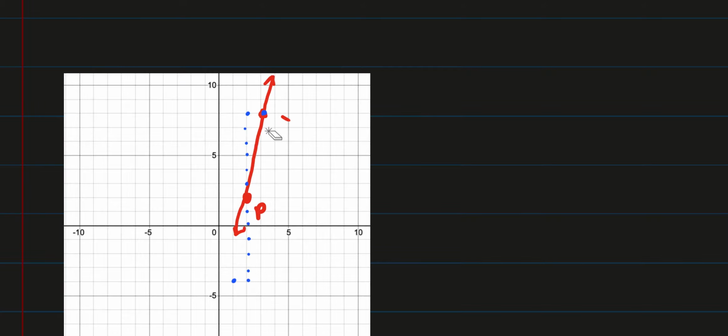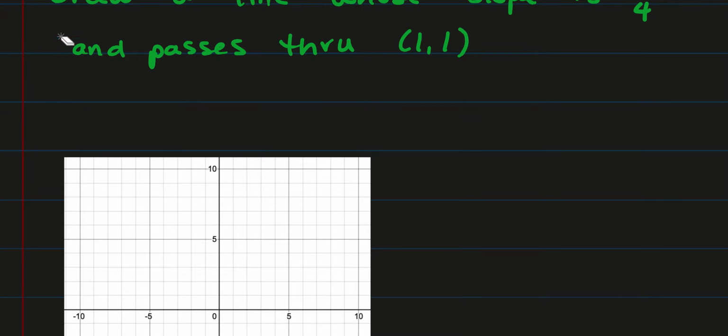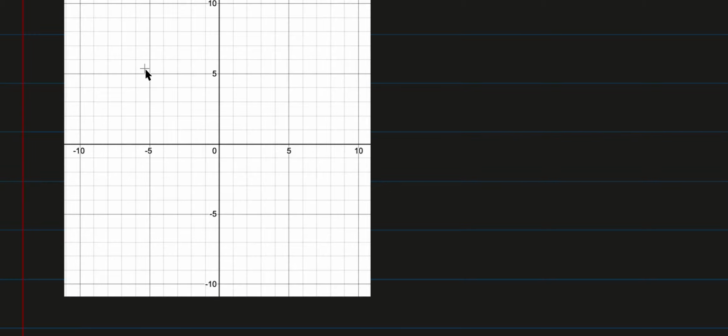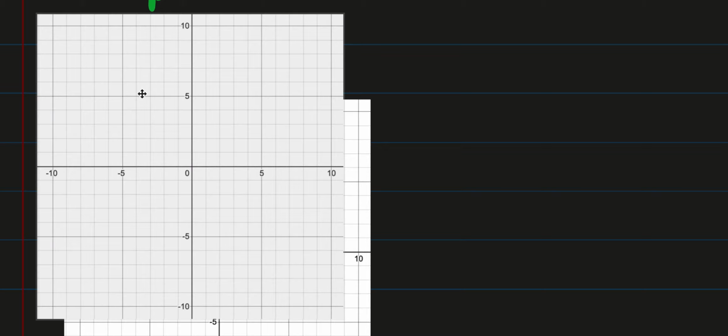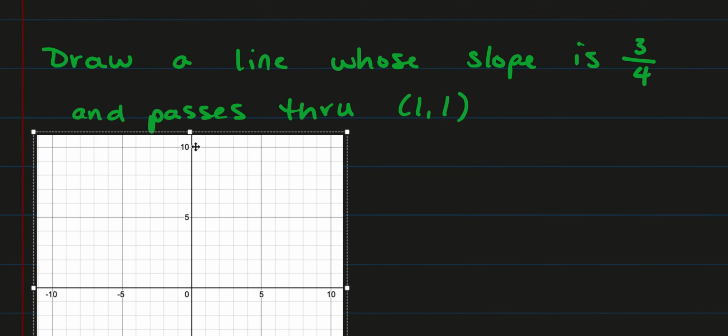Okay, I'm going to erase this. I wanted to have the plane here, so let me move it up a little bit. Okay, so let me scroll back up here. So I want you to draw a line whose slope is 3 over 4 and passes through this point (1, 1). Do you think you can do this? Maybe take a minute, pause the video, and see if you can sketch such a line. And then check it with me. So unpause the video and see what I do.